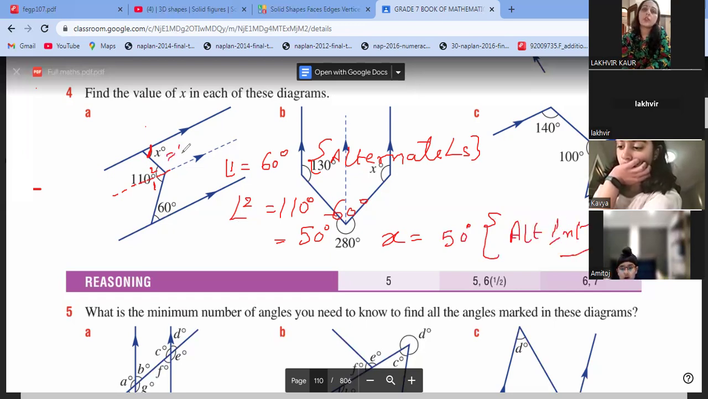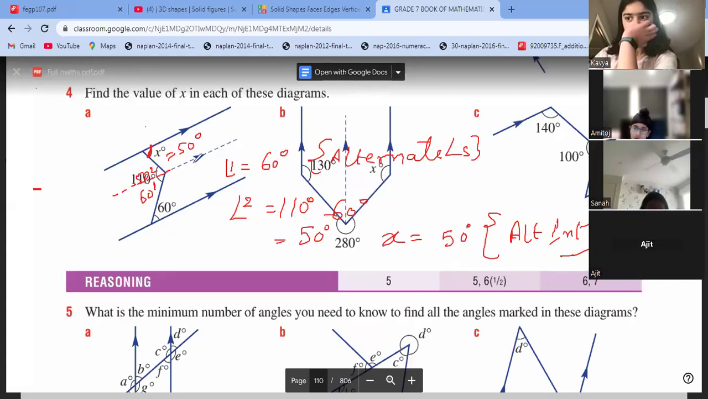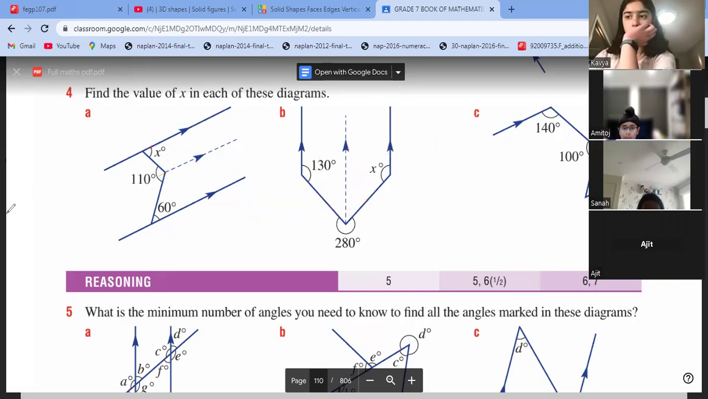So in this way you can find out this one is equal to 50. This is 60, this is 50, so this is also 50 degrees. Got it? Any doubt? Okay.